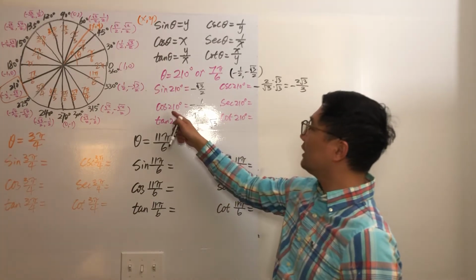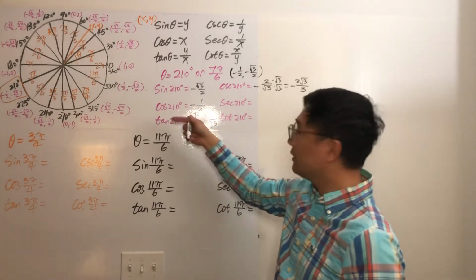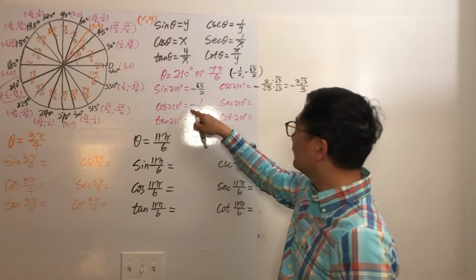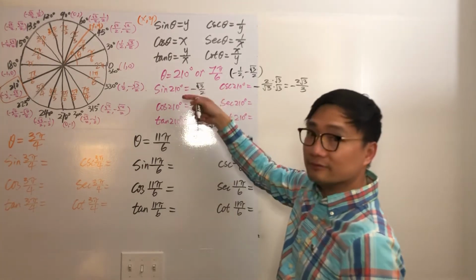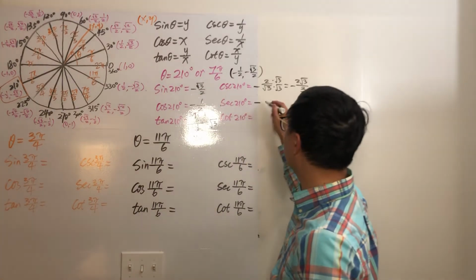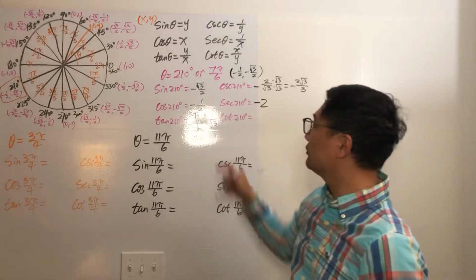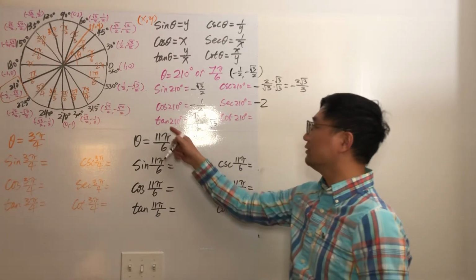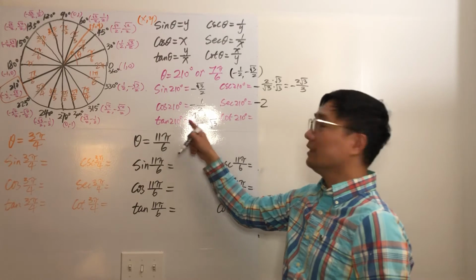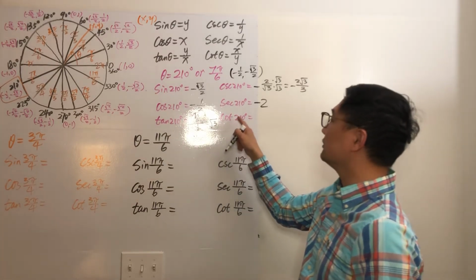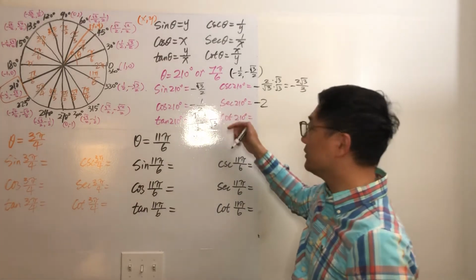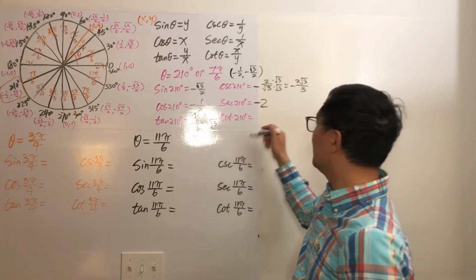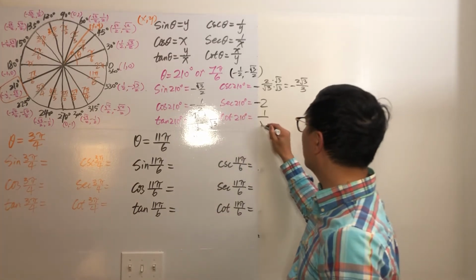So what is secant 210? You need to flip cosine 210, which is negative radical 3 over 2. That means you flip it and it is negative 2 over radical 3. And also right now, you know tangent, so you're looking for cotangent. You just need to flip. That means you know tangent is 1 over radical 3, so cotangent is radical 3.